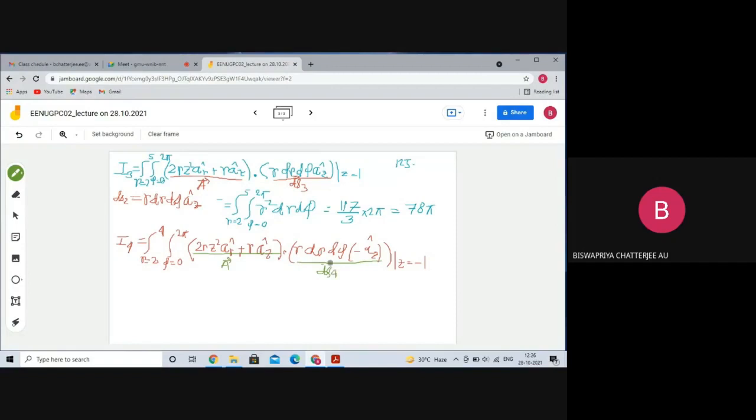This is ds4. So if you evaluate them, then r is equal to 2 to 5, phi is equal to 0 to 2 pi, r square dr d phi with a negative sign in front. So it will be evaluated as minus 78 pi, I think.